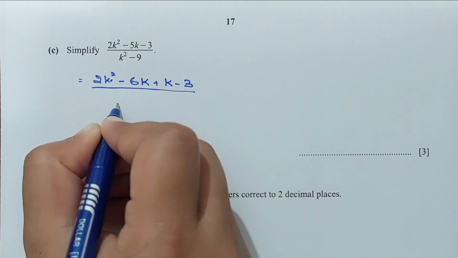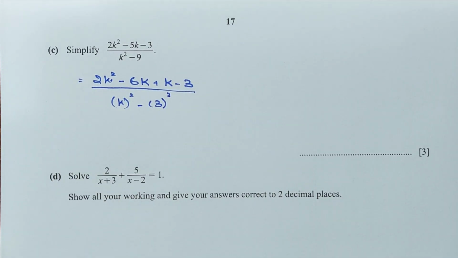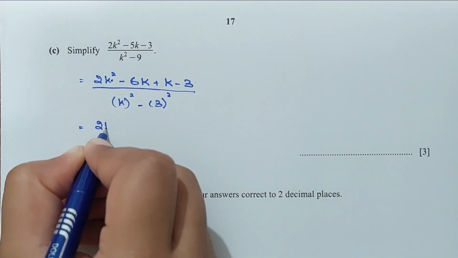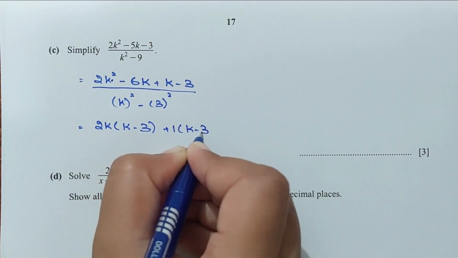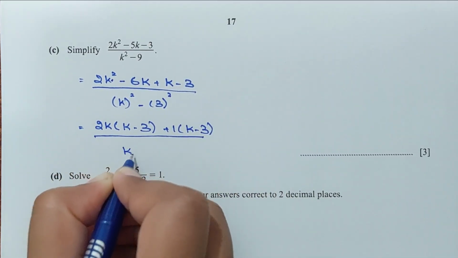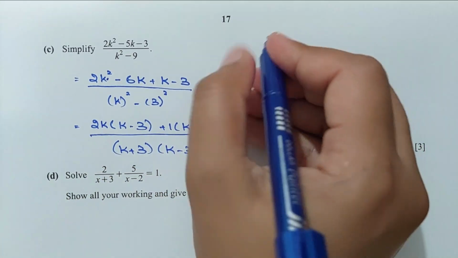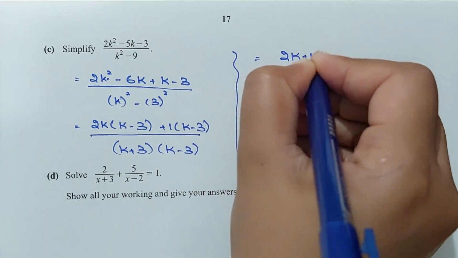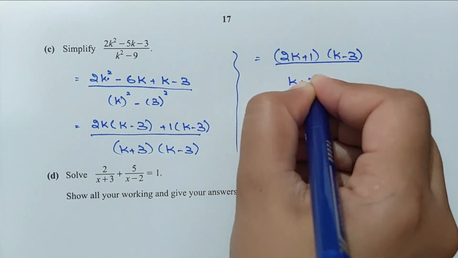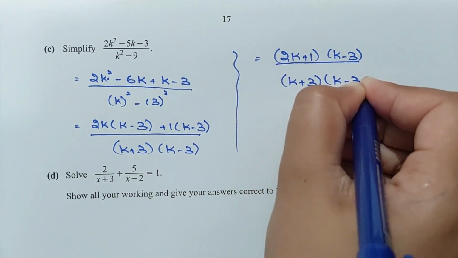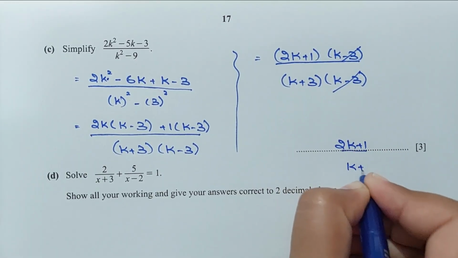And in the denominator we have to use a difference of squares. k square minus 3 square. a square minus b square is a plus b into a minus b. 2 and k is common. We are left with k minus 3. And plus 1 is common, k minus 3. And in the denominator, the factors are k plus 3 and k minus 3. Alright, simplify further. We have 2k plus 1 as a factor and k minus 3 as a factor, and in the denominator, k plus 3 and k minus 3. So we can cancel the like factors and we are left with 2k plus 1 over k plus 3.